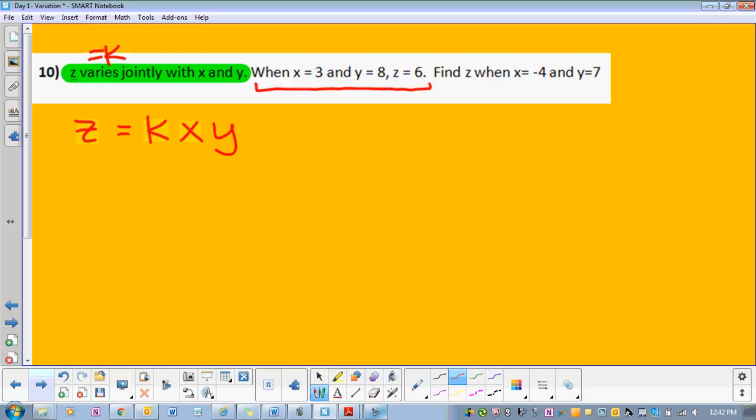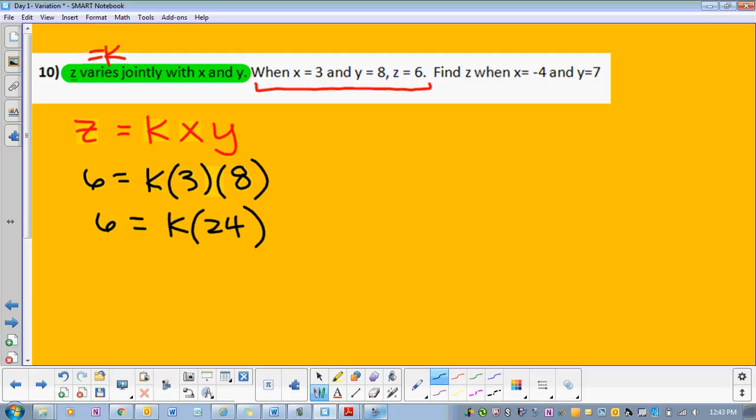So here, when X equals 3 and Y equals 8, Z equals 6. That's what you use to find K. All right, so let's plug it in. Now you have more things to plug in. 6, 3, 8. Multiply the numbers first and then multiply that to the K. K times 24, and then divide by 24. K equals 1/4.